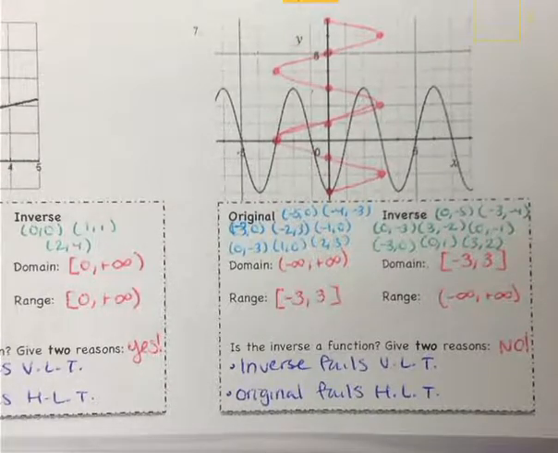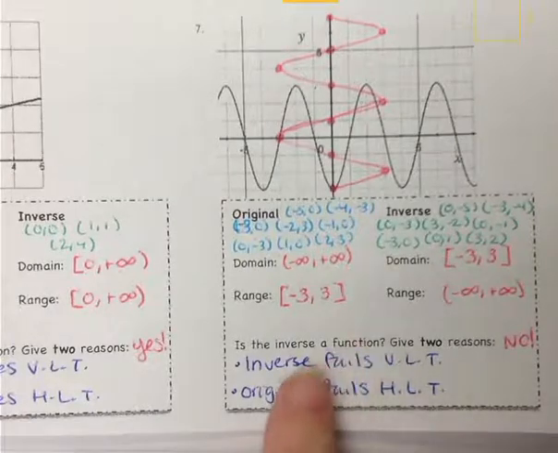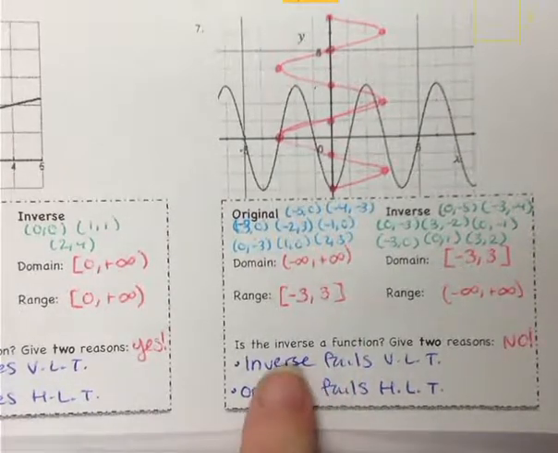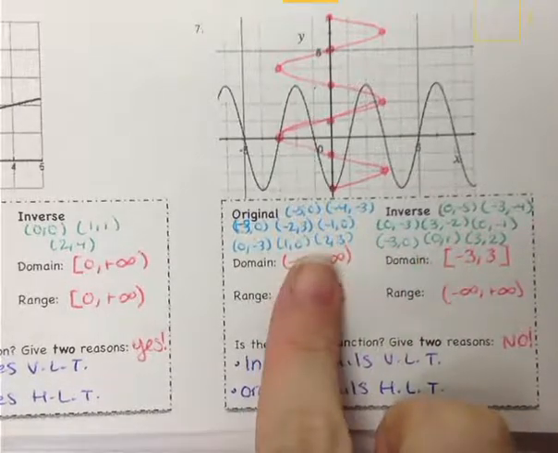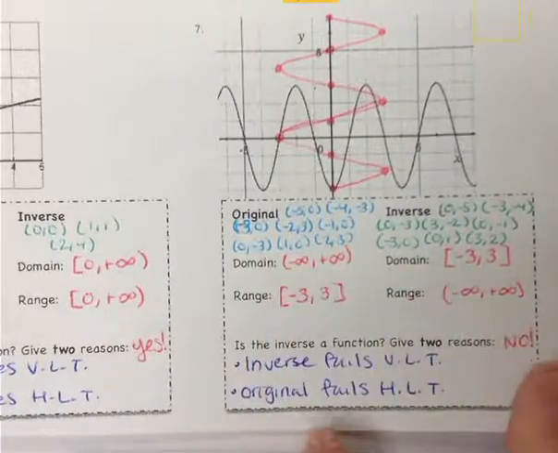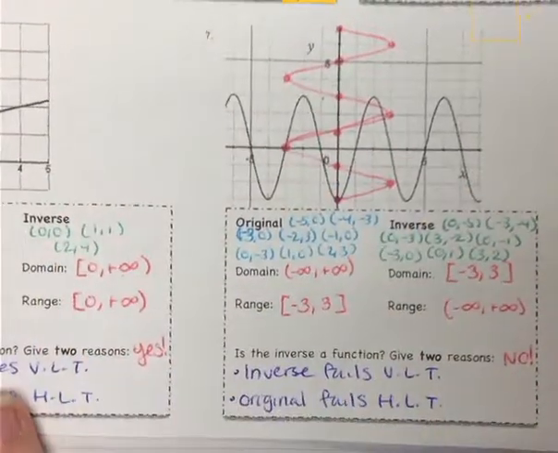So again, the horizontal line test is used on the original to determine if the inverse is a function. Use the horizontal line test on the original graph to determine if the inverse will be a function, because we can determine that before we even graph it. We already had the domain and range of the original and the domain and range of the inverse. We already knew if the inverse was a function before we did anything with the inverse.